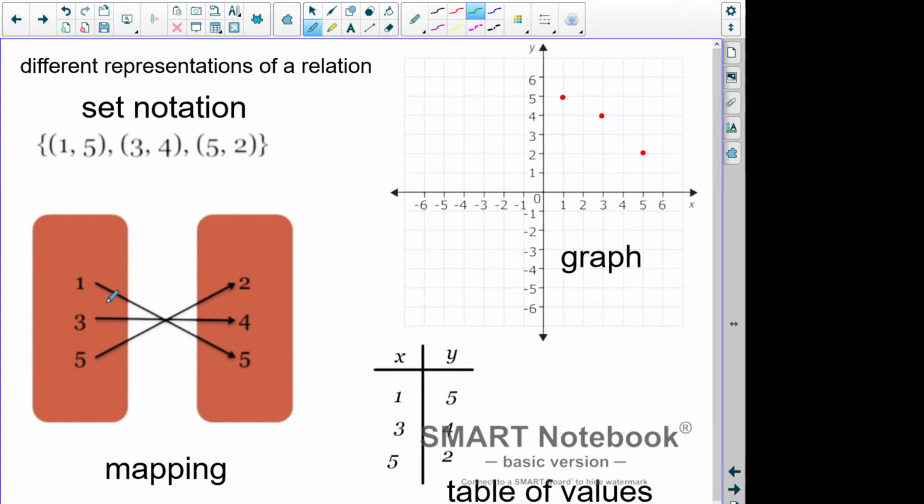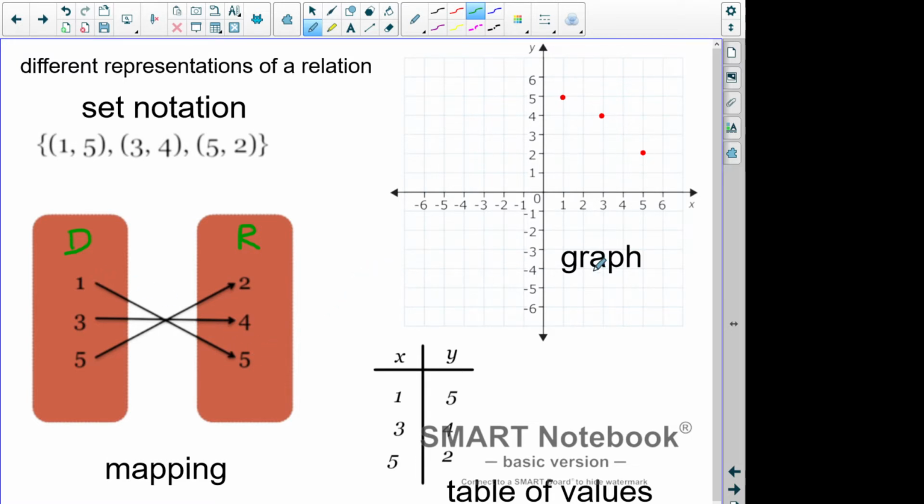Here's another way we do it. We can describe these as what's called a mapping. On this side we list the domain numbers, right? So these are all the x values, 1, 3, and 5 listed in order. And this side represents the range, so 2, 4, and 5. Then we use these arrows to describe how these numbers are related to each other. So 1 is related to 5, 5 is associated with 2, and 3 is associated with 4. So that tells us that relation. Notice it's a directional thing, right? It's a relation between the domain and the range. So we go from the domain to the range, okay?